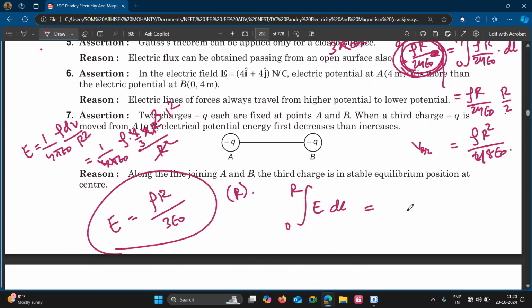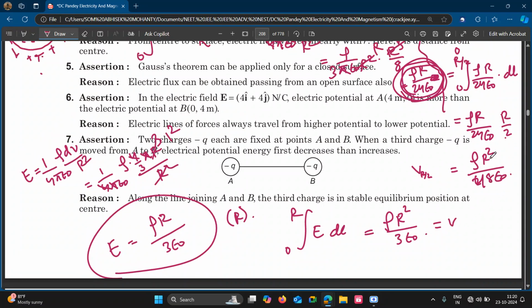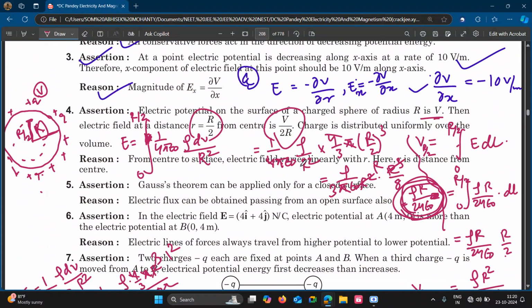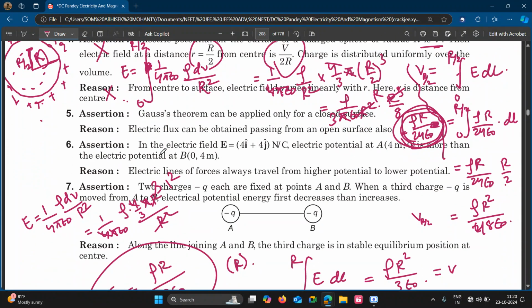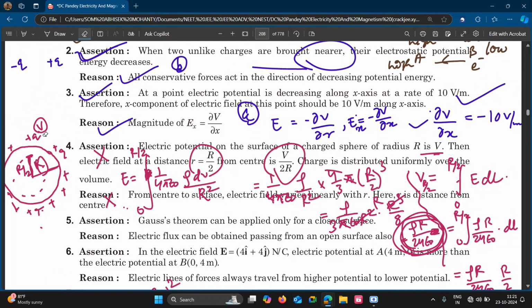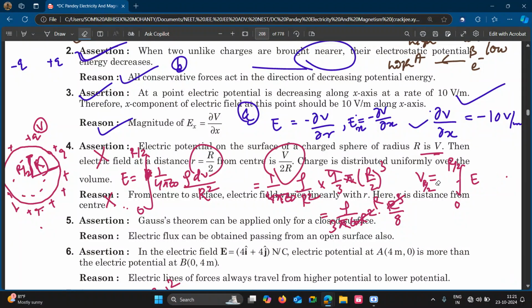So rho R simply becomes rho R square by 3 epsilon R. So this is V. Is this V by 2R? I don't think so. This is not coming V by 2R. So this is wrong. The assertion is wrong. From the center to the surface, the electric field varies linearly with R, this is also correct. So both of them are wrong. Right? Okay, so this is it for me. Erase it. Try to do it yourself if you understood.